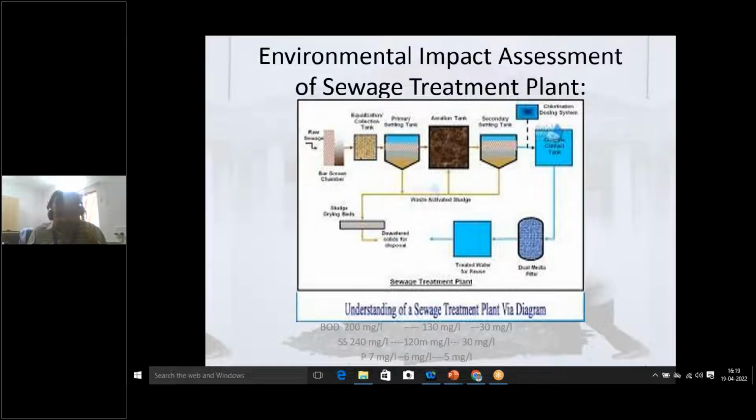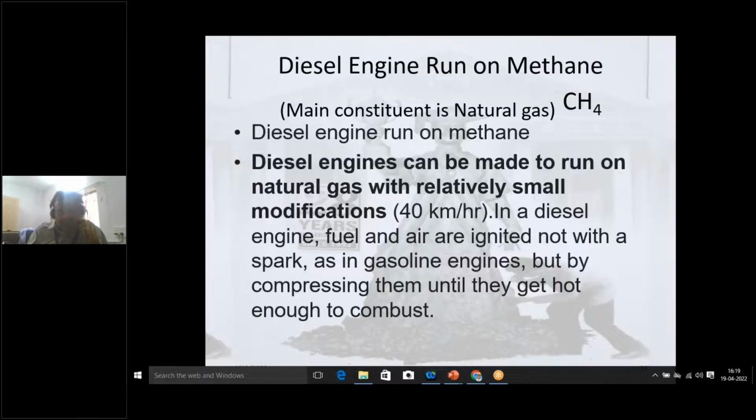And the suspended solids go from 240 mg per liter to 30 mg per liter. This has been considerably decomposed. Phosphorus goes from 7 to 5 mg per liter. And the diesel engine runs on methane, that is natural gas. Diesel engines can be made to run on natural gas with relatively small modifications.